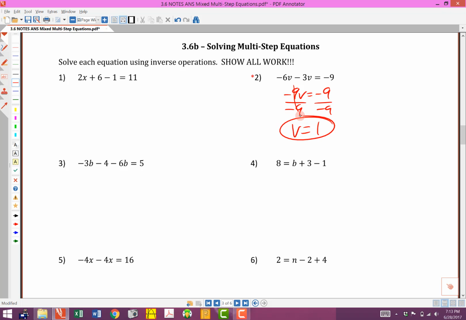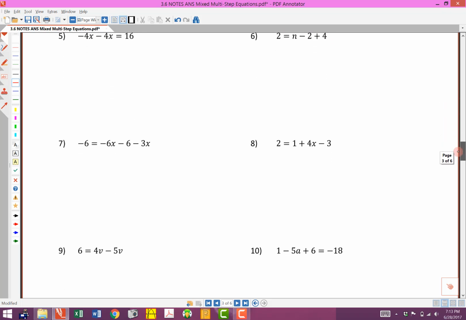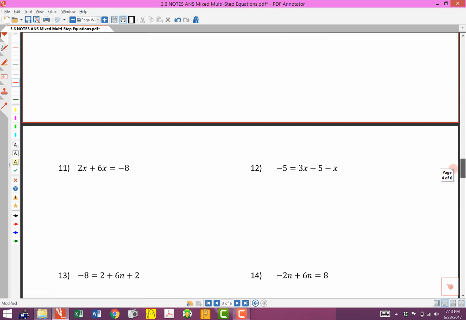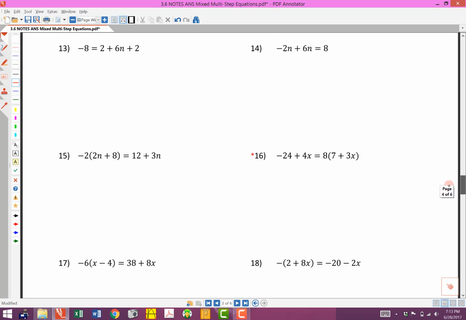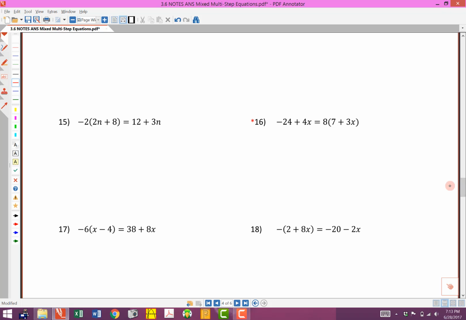And again, you could plug it in and make sure that that's the actual answer. But they go that quickly. The tough part about this is that they're all mixed together. So we did number 1, and I'm going to take a look at number 16. So 1 and 16, we'll do 2 of the problems on this assignment.